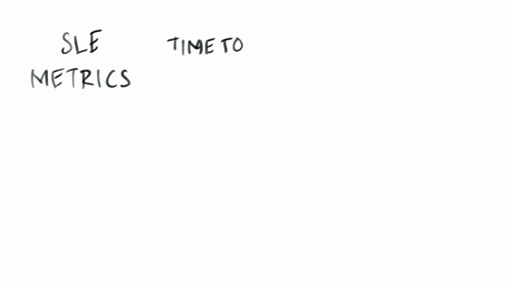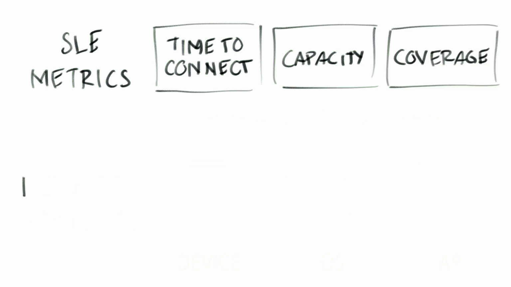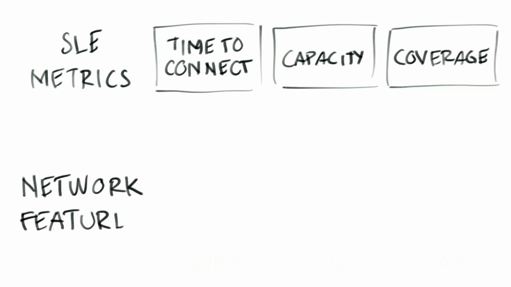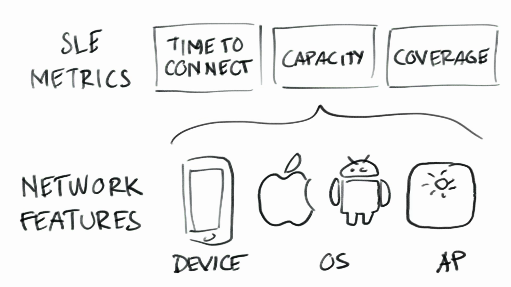Today we're talking about how the Juniper AI-Native Platform uses mutual information to help you understand which network features, such as mobile device type, client OS, or access point, have the most information for predicting failure or success in your SLE client metrics. Let's start with a definition of mutual information.